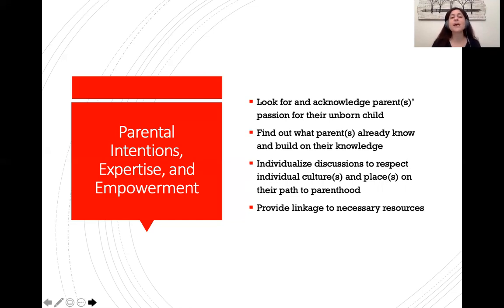So first off, find out what parents already know and build on their knowledge, right? Invite parents to share their own expertise about prenatal development before you offer your own. Chances are they know a lot of things already and you can supplement their knowledge. You might also consider asking parents if they want advice before you give it. Maybe that's not what they're coming to you for.